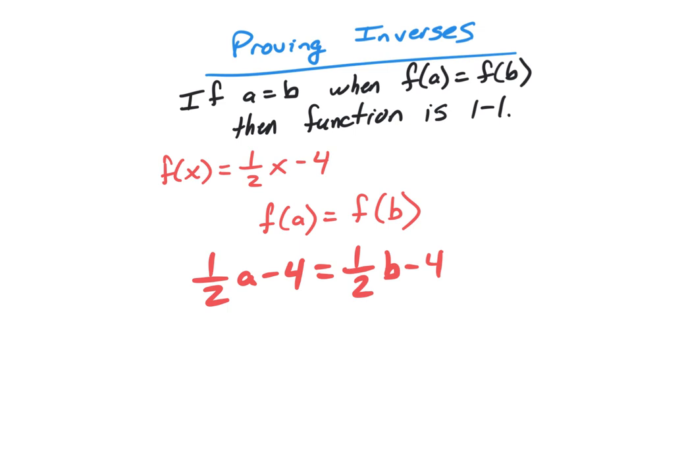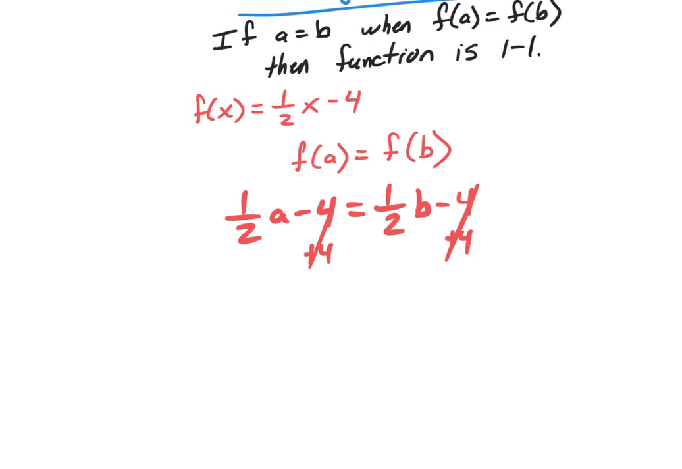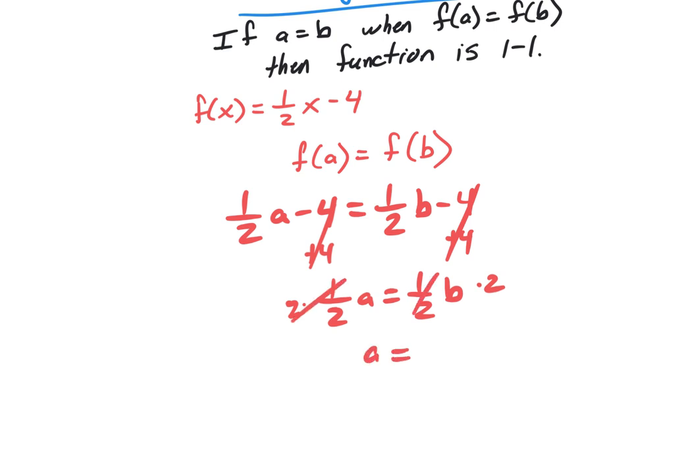So now we're going to simplify the two sides. Well, what I could do first is add 4 to both sides. Those knock each other out. So now I have 1/2 a equals 1/2 b. How would I get rid of the 1/2? Multiply by 2. So I'm going to multiply by 2 on both sides, which makes 1. And we've proven that a equals b. So that's how algebraically we could prove it.